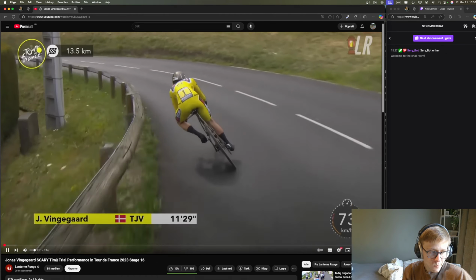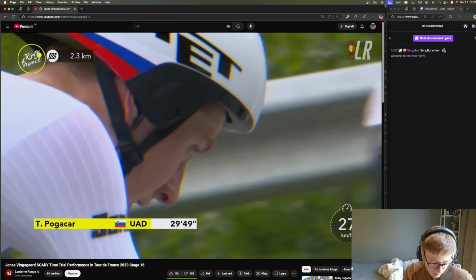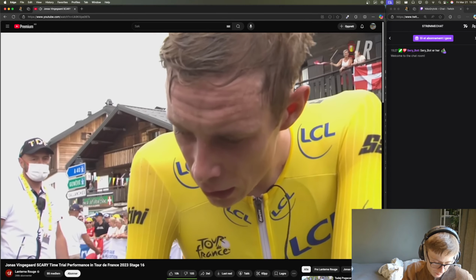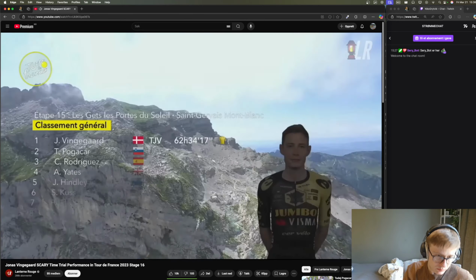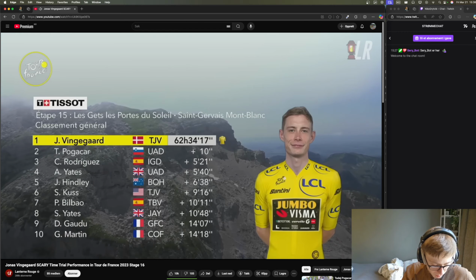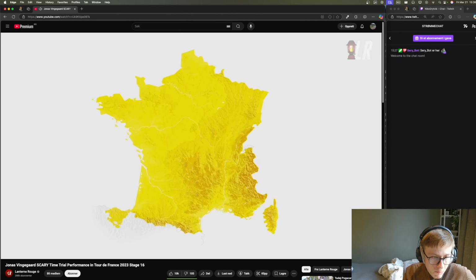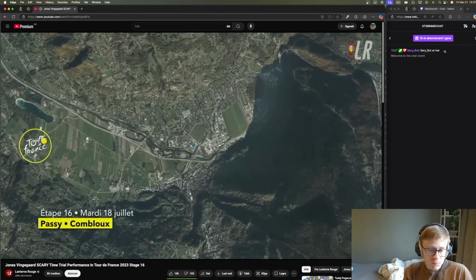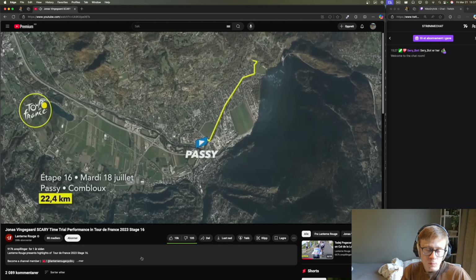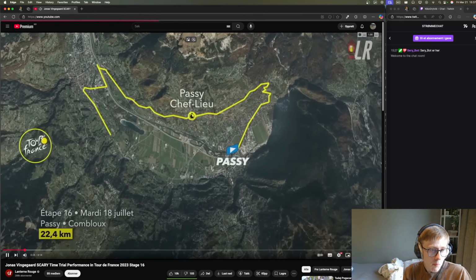Jonas Vingegaard absolutely smokes Tadej Pogačar in this TT, having us reading the results like Remy Cavagna. As a reminder, 10 seconds separated Vingegaard and Pogačar before this 22-kilometer time trial from Passé to Combloux. Very difficult TT. Over 600 meters elevation gain, more elevation gain per kilometer than the Planche de Belfi hilly time trial, that the famous one where Pogačar.